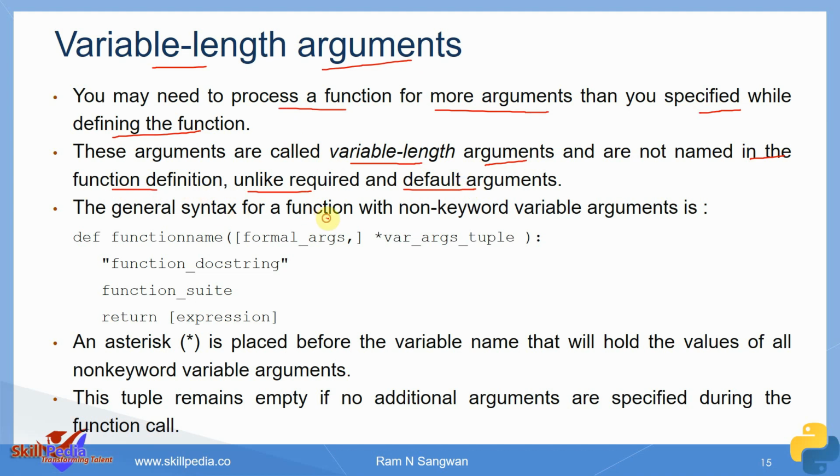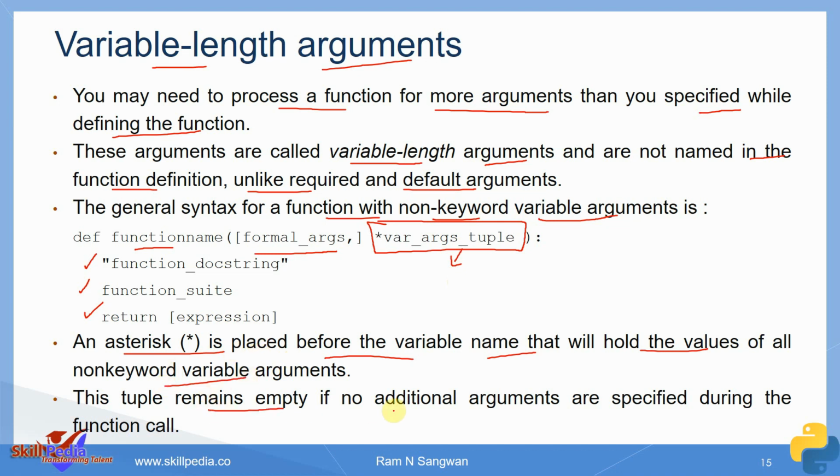The general syntax for a function with non-keyword variable arguments is the function name, the formal arguments, and after that you put the star variable length argument tuple. This is the docstring, function suite, return expression, and the asterisk is placed before the variable name that will hold the values. The tuple is read only, because the arguments we pass are always read only. For non-keyword variable arguments, this tuple remains empty if no additional arguments are specified during the function call.